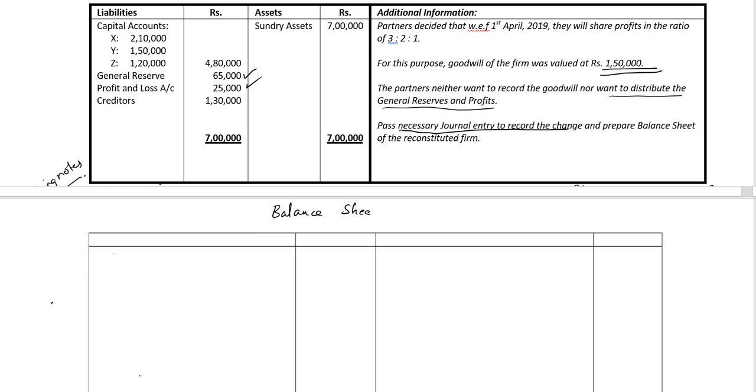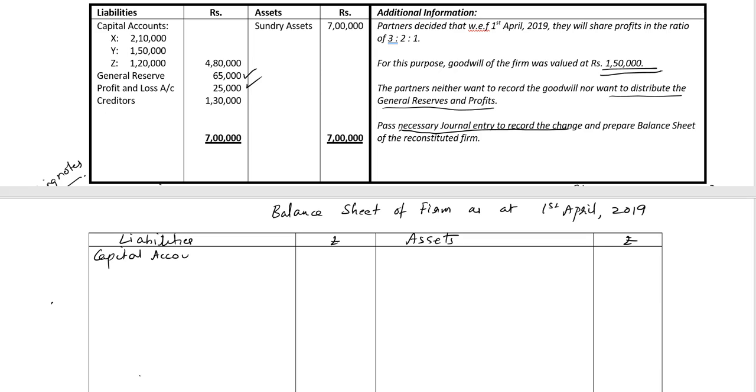Balance sheet of the firm as at 1st April 2019. Liabilities left side and assets right side. We'll begin with the capital accounts. Original capital of X is 2,10,000 rupees. Original capital of Y is 1,50,000 rupees. And original capital of Z is 1,20,000 rupees.